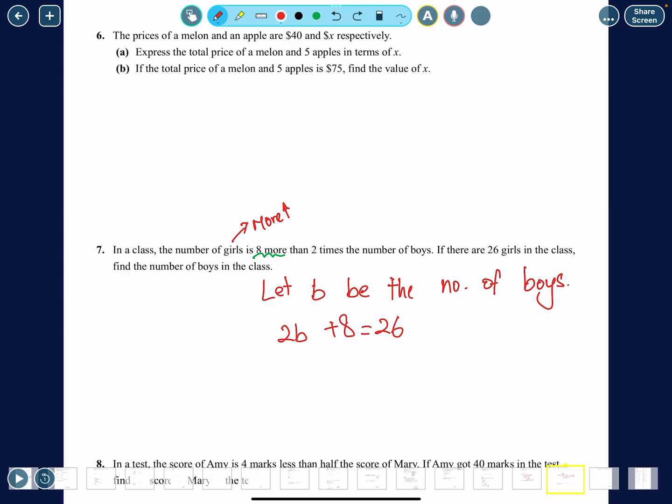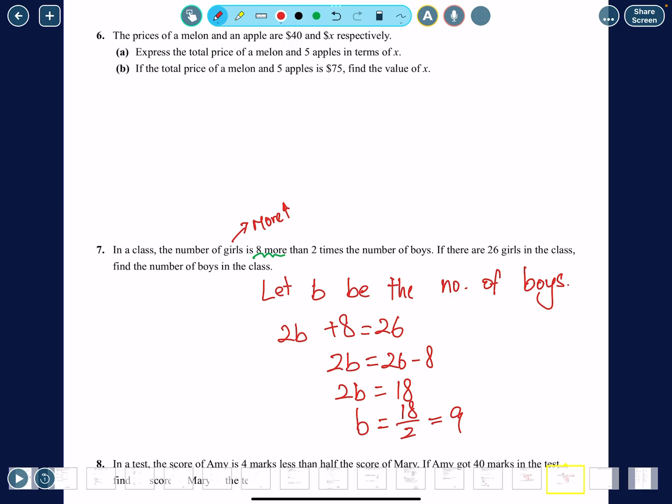Alright, so this is the equation. You gotta solve it. Move the furthest away to the right side. 26 minus 8. 2b equals 18. b equals 18 divided by 2. 2b is 2 times b. The opposite of times is divide. That's why you see me dividing it. 18 divided by 2 is 9. So there are 9 boys in the class.